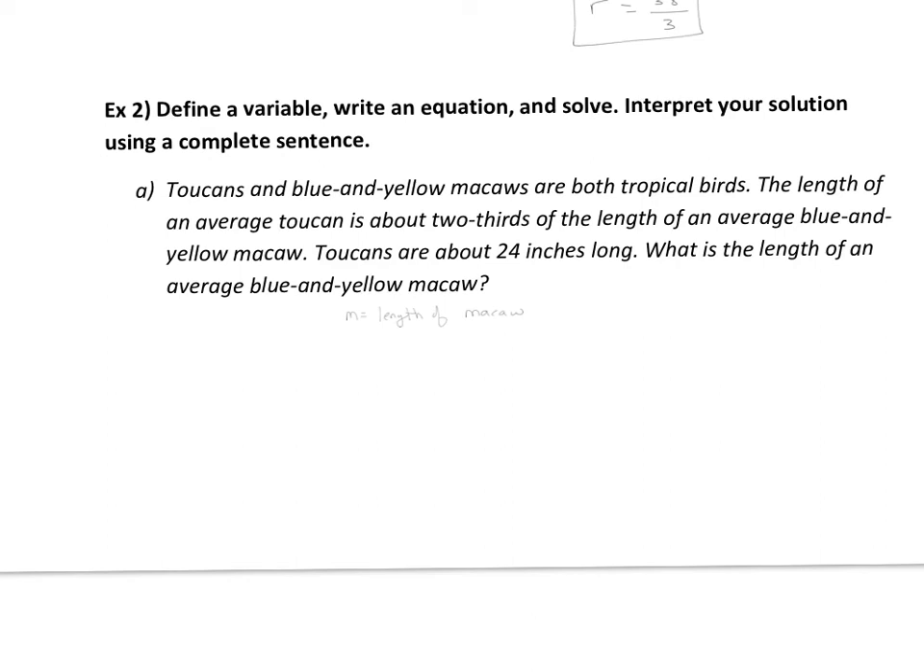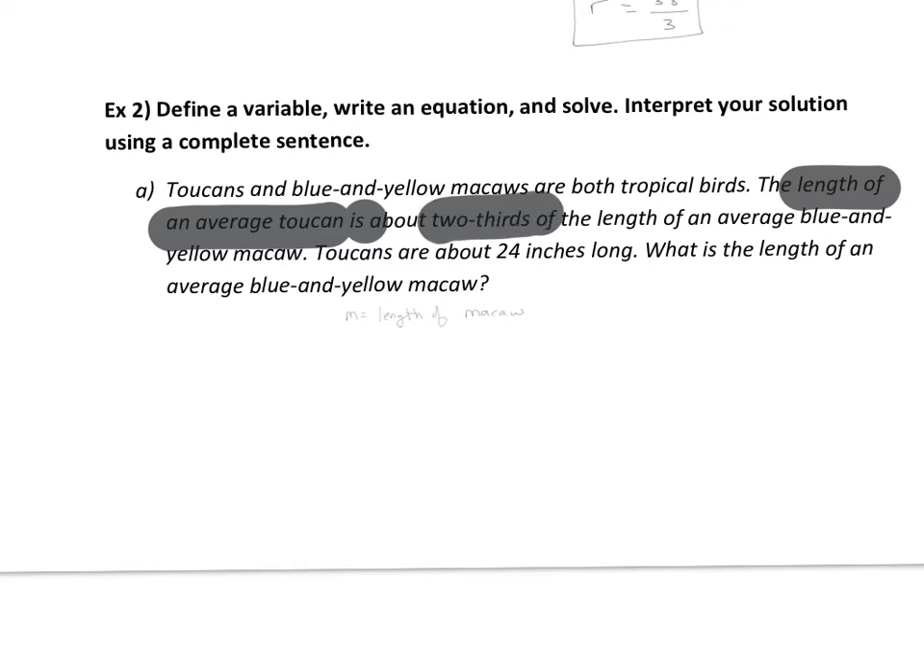Now sometimes it's just a matter of breaking down the words. If I come up here, I'm going to highlight a little bit for you. The length of a toucan is, and that's an important word, 2/3 of the length of a macaw. Let's break down those words. What do we know about a toucan? Well, right here, we know that a toucan is 24 inches long.